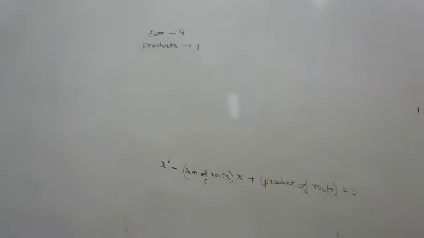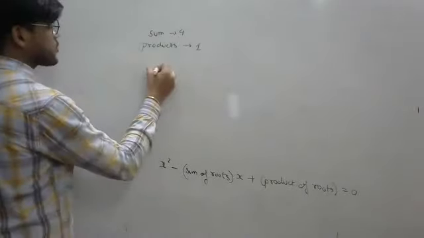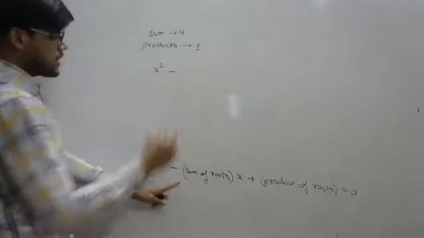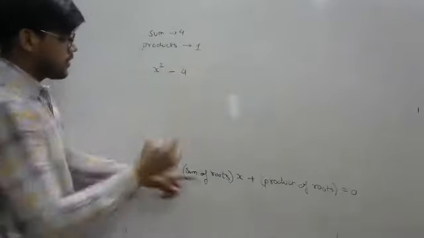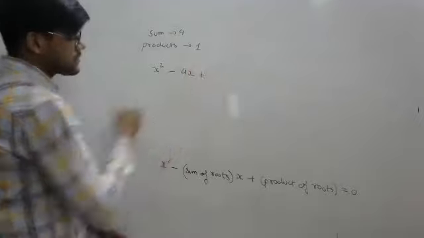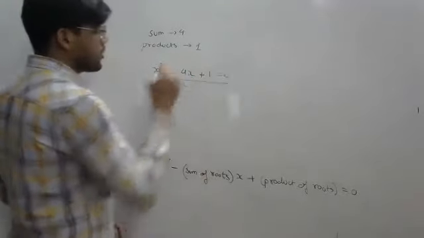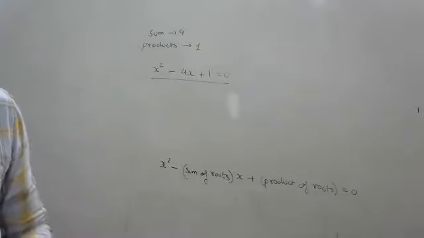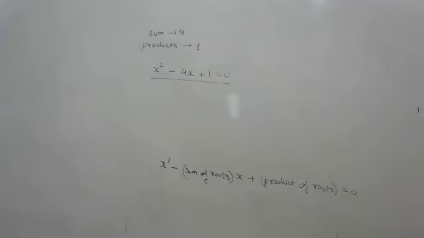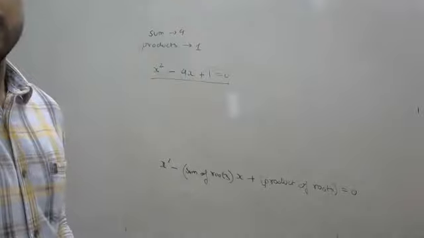So now it's very easy. You can directly use x square minus sum of the roots, 4, x plus product of the roots, 1. This is your quadratic equation: x square minus 4x plus 1.